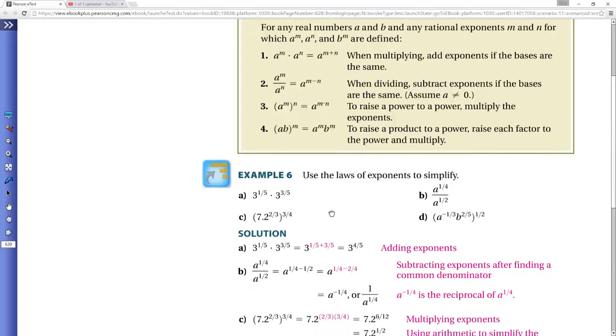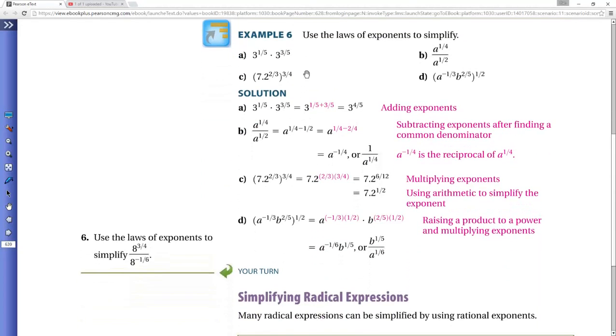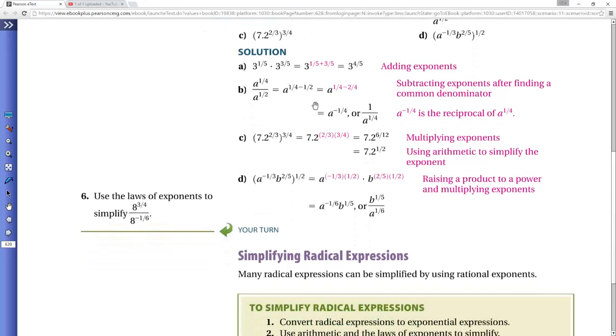So apply these laws in these examples. If I have 3 to the 1/5 power times 3 to the 3/5 power, notice that they're like bases, so I can just add the exponents. So I'll end up with 3 to the 4/5 power, okay?